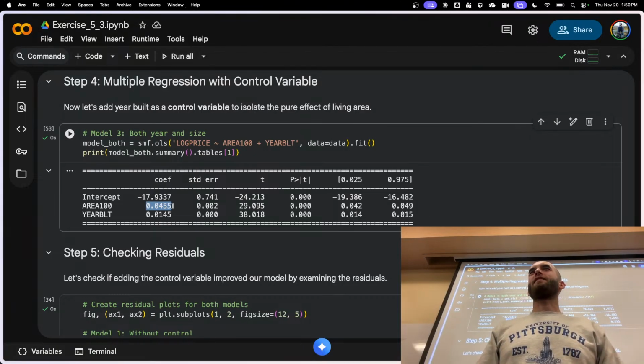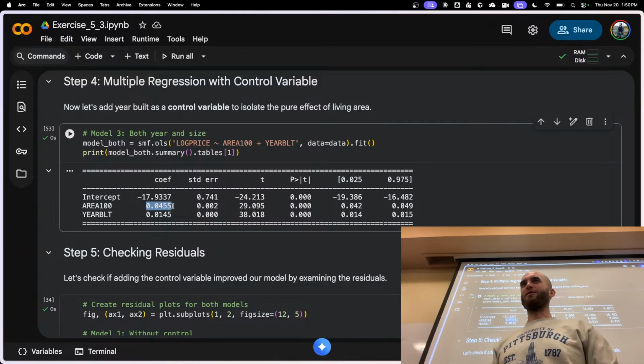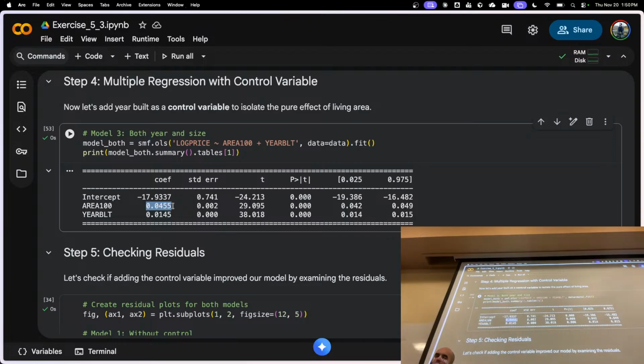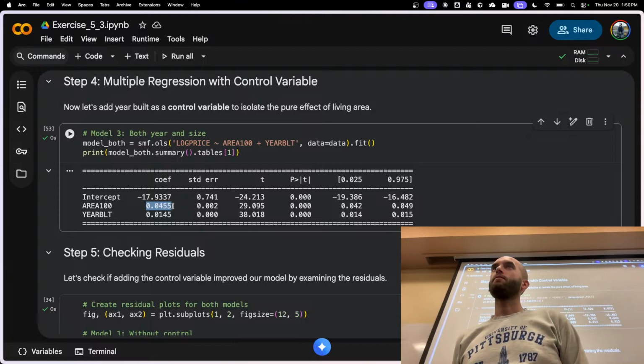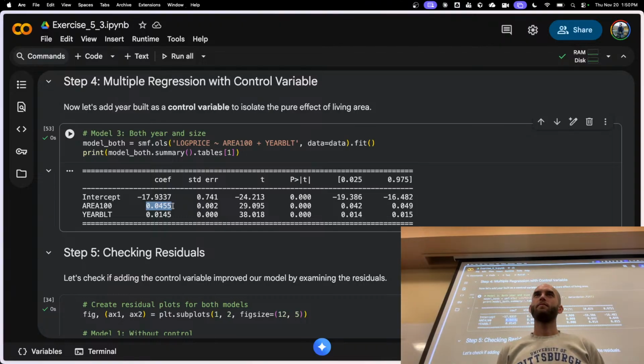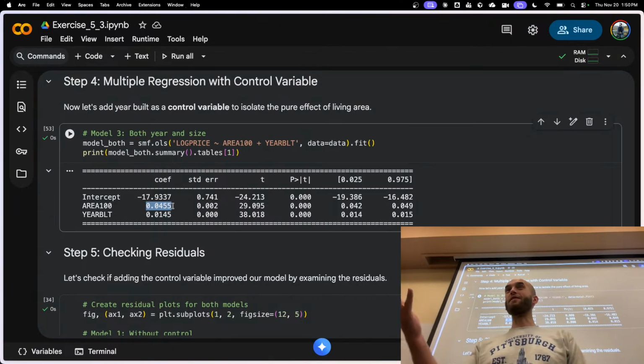Someone want to tell me what it's not? Or you can tell me a right answer, just tell me which one you're trying for. Okay. So if we're looking at the coefficient for the square footage or the area, holding the year built constant, for every unit increase in square foot, we're going to see the percentage of the log price increase by approximately 4.55. Okay. So this is very close.